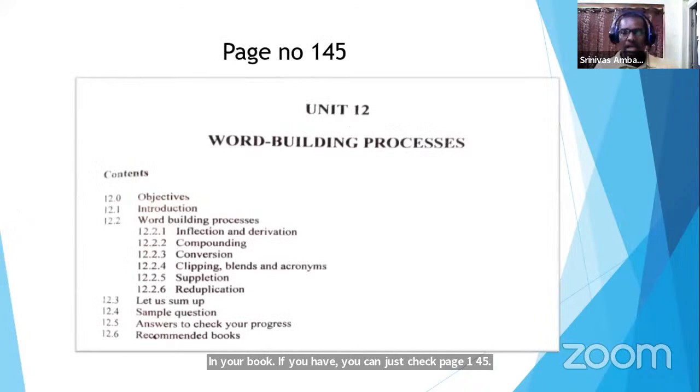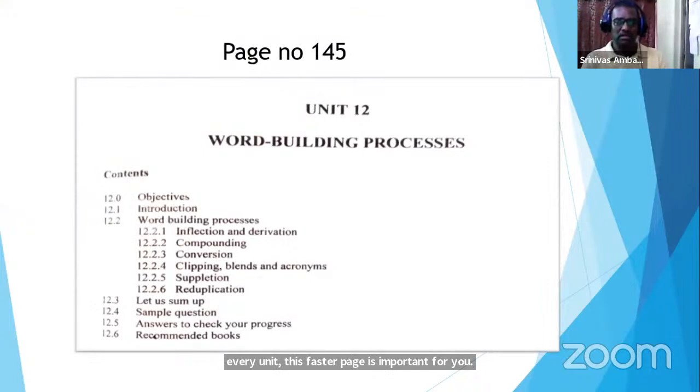I will tell you one point. In every chapter, in every unit, the first page is important for you to get some knowledge about that unit. Keep this point in mind. For example, in this unit 12, what's the title? Word building process, meaning how words have been built and developed from basic to other forms.